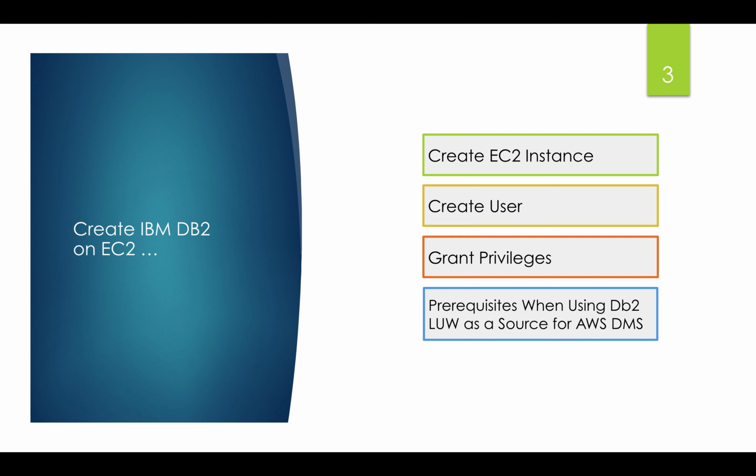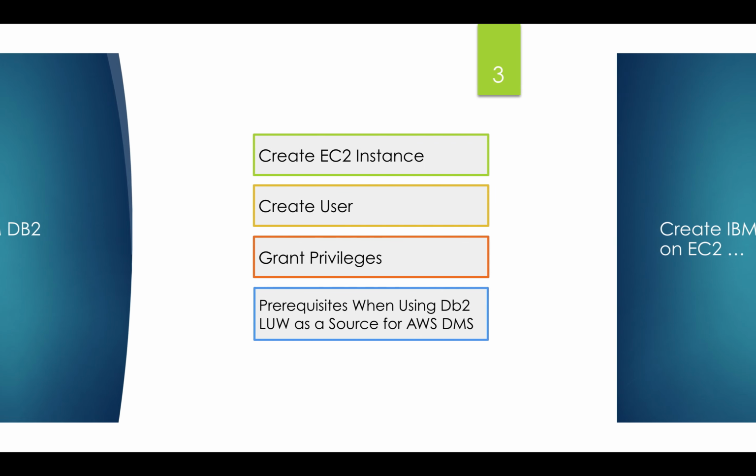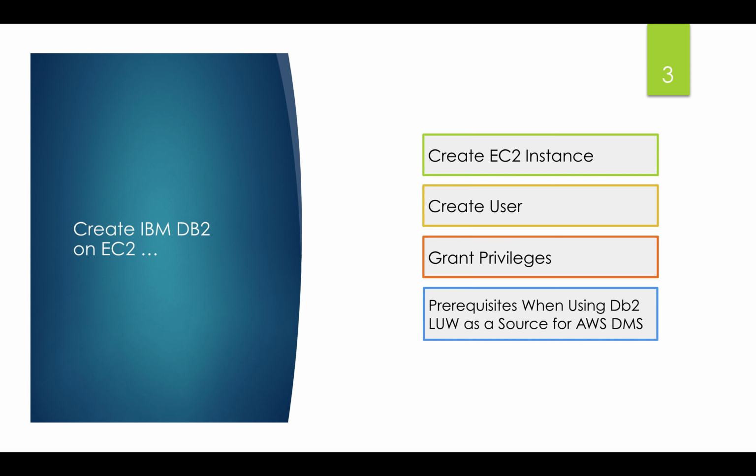Now to create this IBM DB2 on an EC2 machine, I'll be choosing an IBM DB2 specific AMI. Then we'll create the user. You know that the default user is DB2INST1, so I'll be creating a different user. I'll be providing some grants. Now the grants are mostly required.